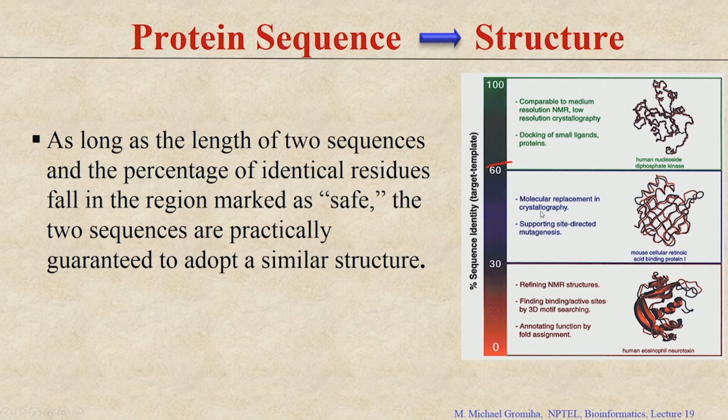And if the sequence identity is less, for example 30 to 60%, in this case you can get an accuracy similar to molecular replacement in crystallography. How does molecular replacement in crystallography work?